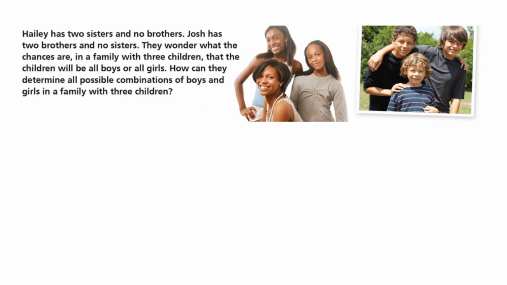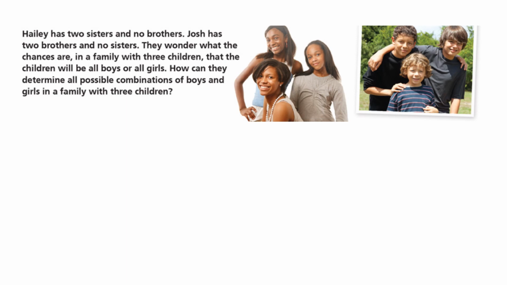In example number 1, Haley has 2 sisters and no brothers. Josh has 2 brothers and no sisters. They wonder what the chances are in a family with 3 children that the children will all be boys or all girls. How can they determine all possible combinations of boys and girls in a family with 3 children?